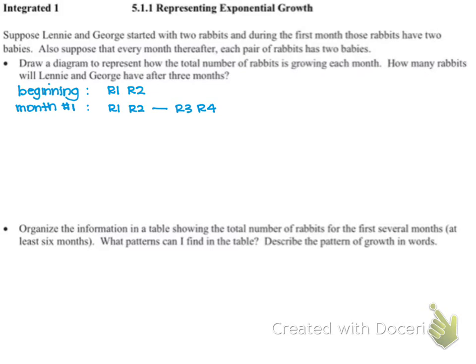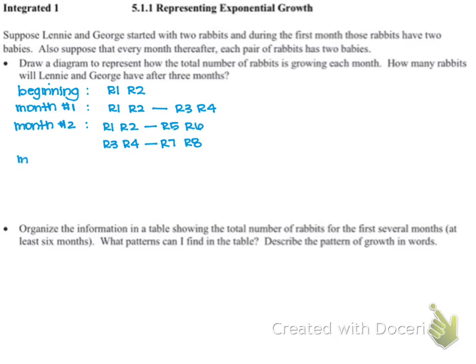Now let's talk about month 2. We think about how many rabbits we had before. Well, we had Rabbit 1 and Rabbit 2 as a pair. And then now we've got Rabbit 3 and Rabbit 4 from the previous month as a pair. But those pairs are also going to breed. So now we're going to be talking about Rabbit 5 and Rabbit 6 and Rabbit 7 and Rabbit 8. All right, that's month 2.